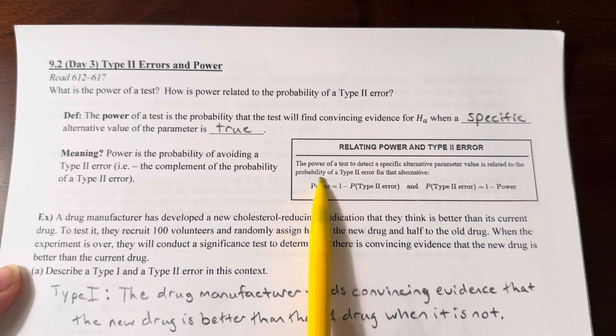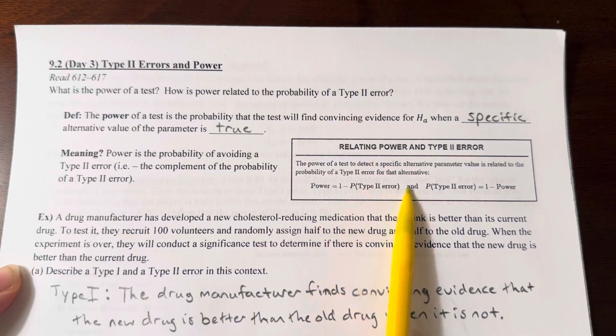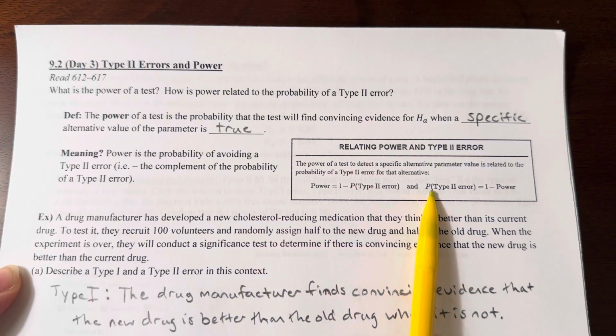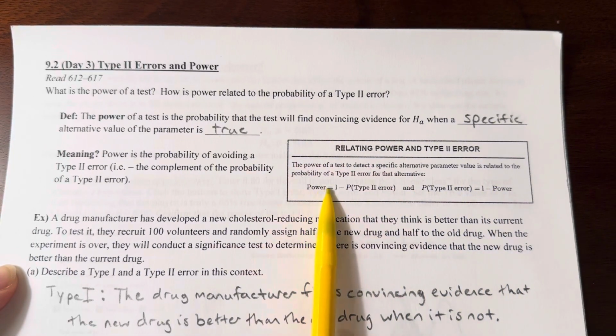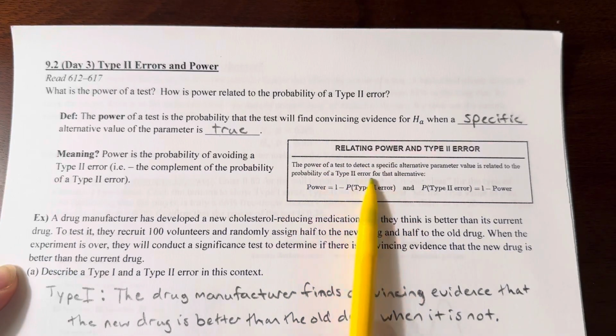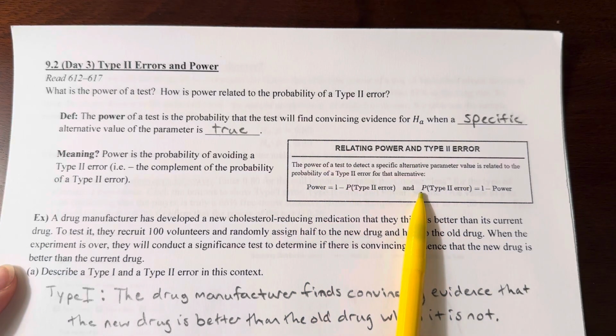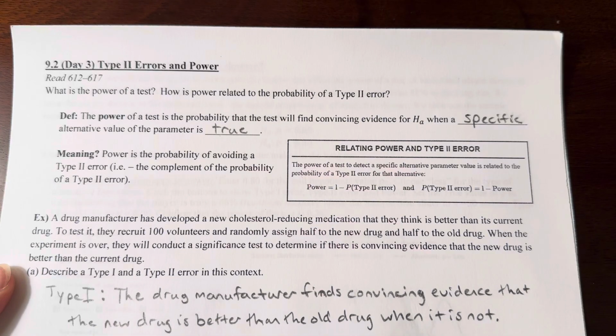All right, so the power of a test to be able to detect that specific alternative parameter value is equal to 1 minus the probability of a Type 2 error, and likewise, the probability of a Type 2 error is equal to 1 minus the power. So the greater the power, the less likely you are to make a Type 2 error, and the more likely you are to make a Type 2 error, the less power you have.